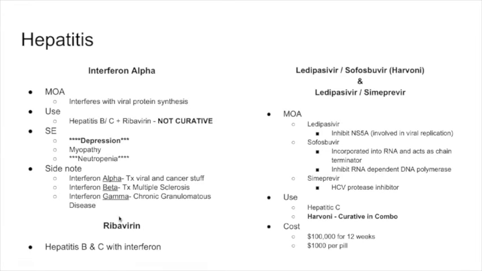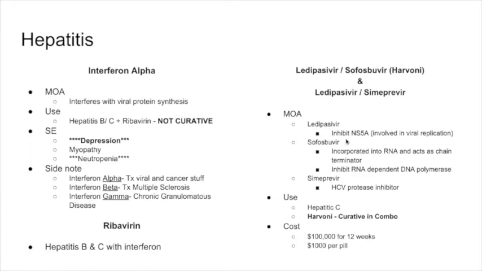Ribavirin, as we talked about earlier, is used for hepatitis B and C along with interferon. The last medications are the newest on the market. There are three of them that I want you to know: ledipasvir, sofosbuvir, and simeprevir. And in general, these are not as high yield, but it's also good to just be generally aware of them.